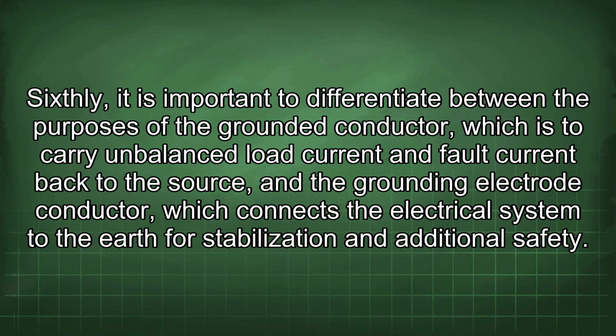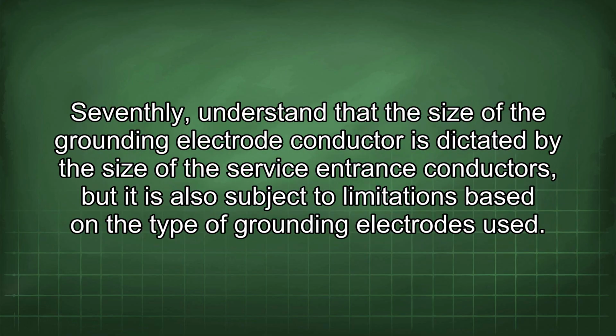Sixthly, it is important to differentiate between the purposes of the grounded conductor, which is to carry unbalanced load current and fault current back to the source, and the grounding electrode conductor, which connects the electrical system to the earth for stabilization and additional safety. Seventhly, understand that the size of the grounding electrode conductor is dictated by the size of the service entrance conductors, but it is also subject to limitations based on the type of grounding electrodes used.